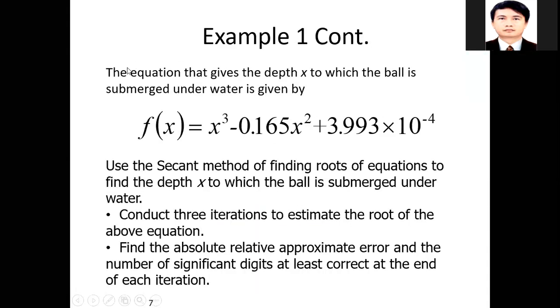Continuing, we're given the equation that gives the depth x to which the ball is submerged underwater. It's given by this equation, or function. We have to use the secant method to find the roots of the equation, to find the depth x to which the ball is submerged underwater. The problem also states that we need to conduct 3 iterations to estimate the root of the above equation, then find the absolute relative approximate error and the number of significant digits.